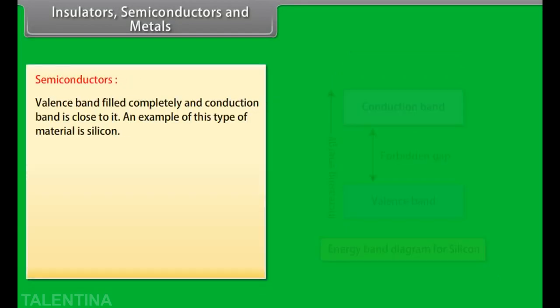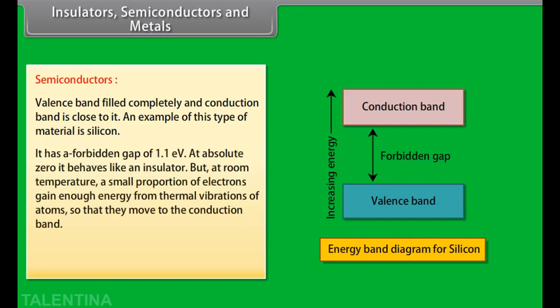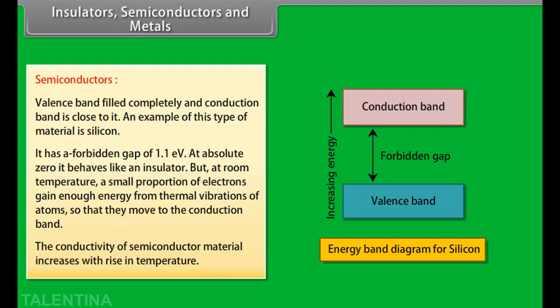Semiconductors. Valence band is filled completely and the conduction band is close to it. An example of this type of material is silicon. It has a forbidden gap of 1.1 electron volts. At absolute zero, it behaves like an insulator. But at room temperature, a small proportion of electrons gain enough energy from thermal vibrations of atoms so that they move to the conduction band. The conductivity of semiconductor material increases with a rise in temperature.